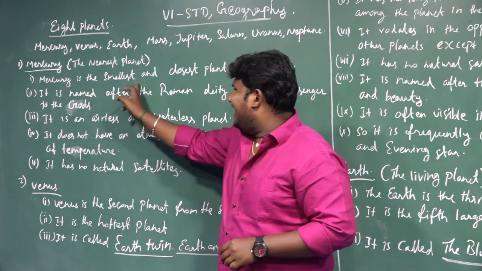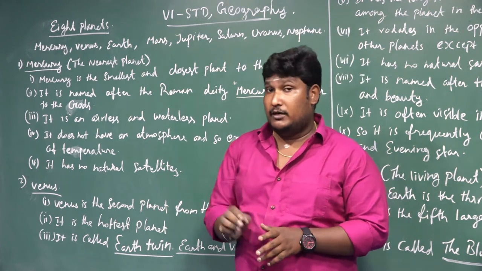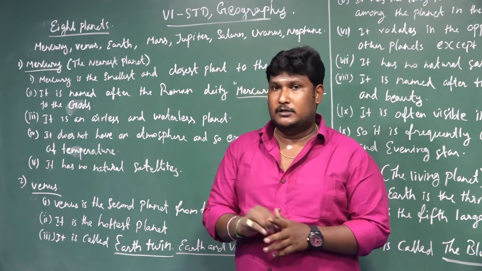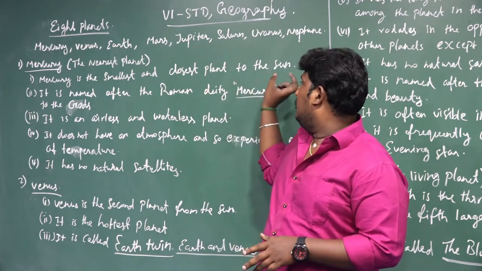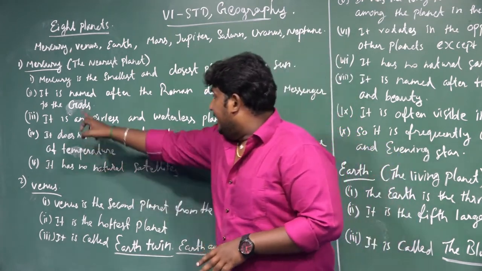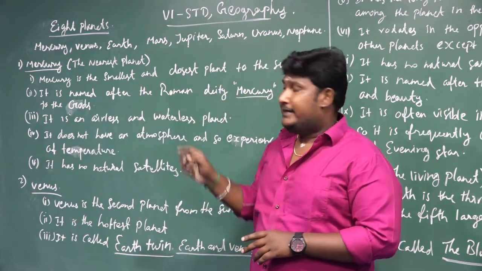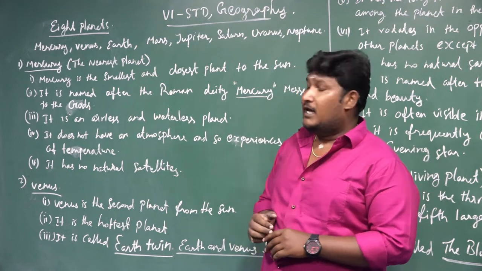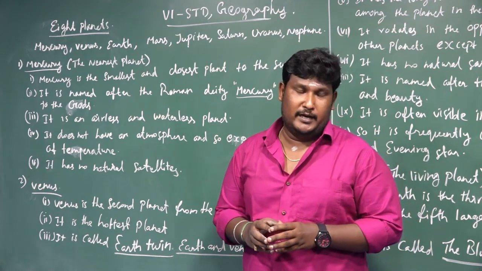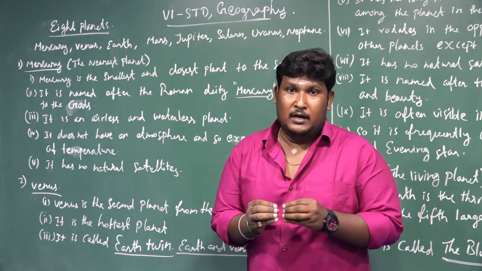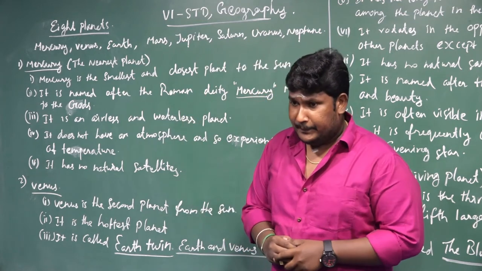Mercury is the smallest and closest planet to the Sun. Mercury is the very smallest planet and the closest planet to the Sun. It is named after the Roman deity Mercury, which means messenger of God.